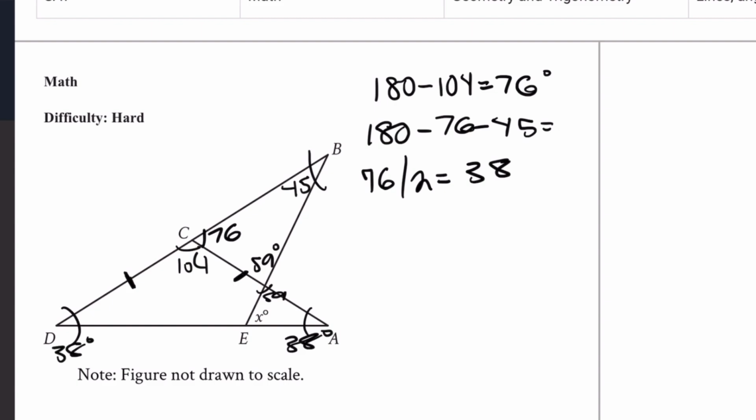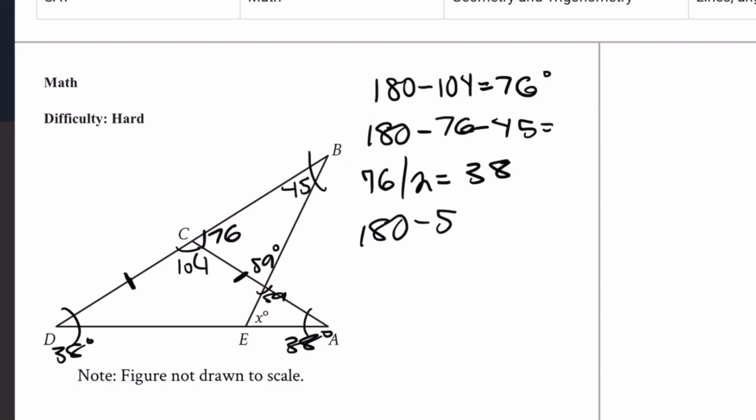So now the last thing to do is do 180 minus 59 minus 38, and that leaves us with the value of 83 degrees. So x is equal to 83. And that is it for this question.